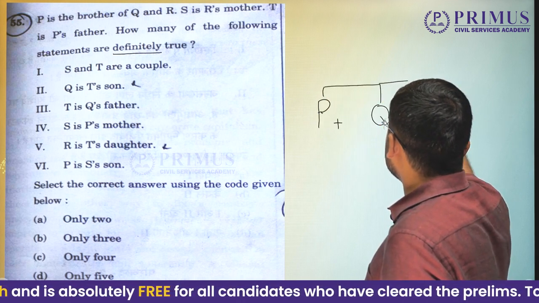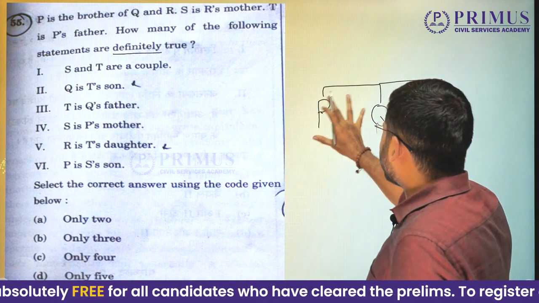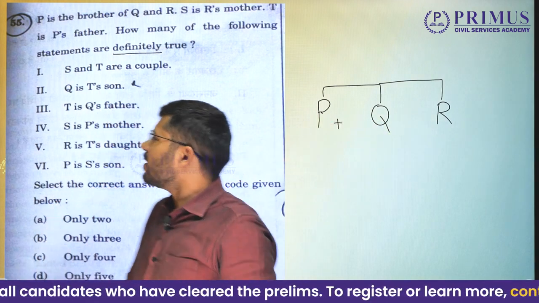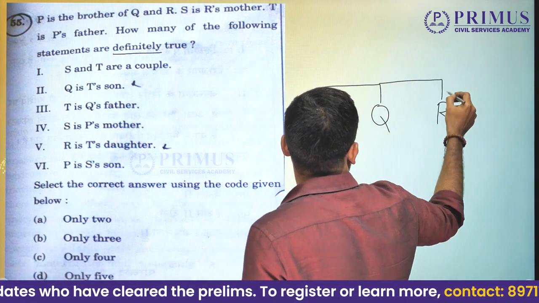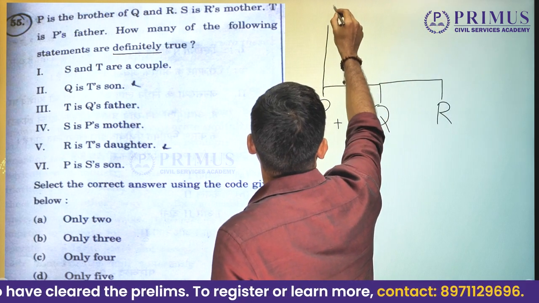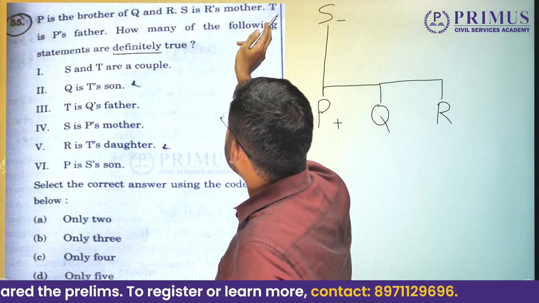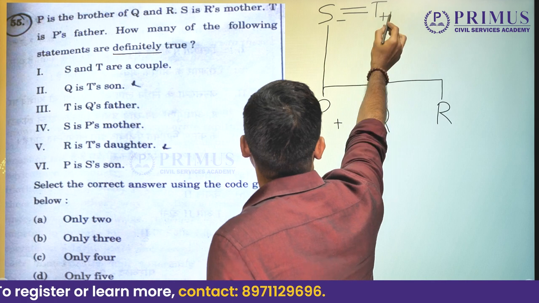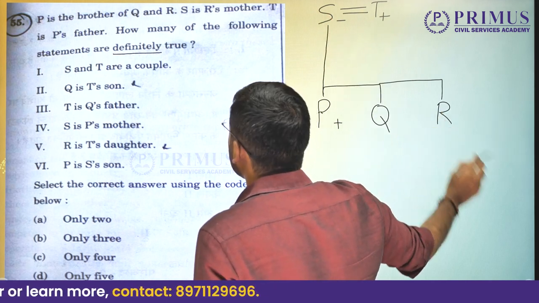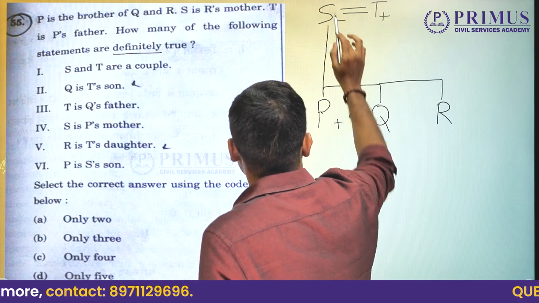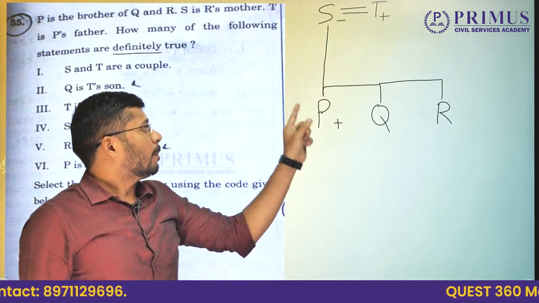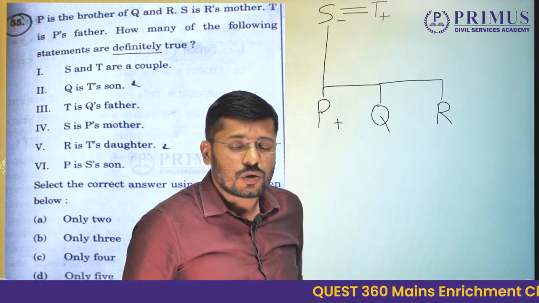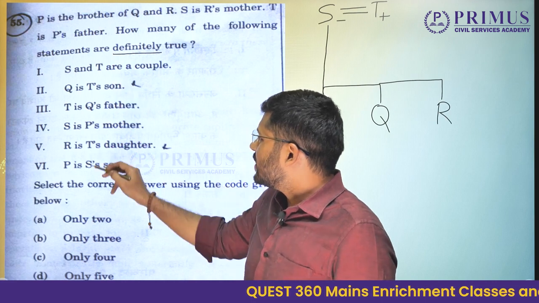This is a blood relation question. When it comes to blood relation, we will write the family tree. P is the brother of Q and R. Now we know the gender of P, but we do not know the gender of Q and R. Next, S is R's mother, so S is also P's mother. Then T is P's father, which means T is the husband of S. So T is the father, S is the mother, P is the son, and Q and R are children, but we do not know if they are sons or daughters. Now let us evaluate these statements.